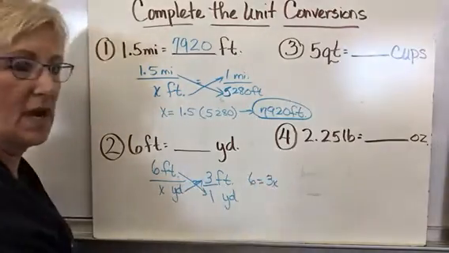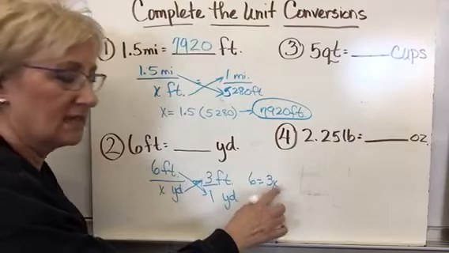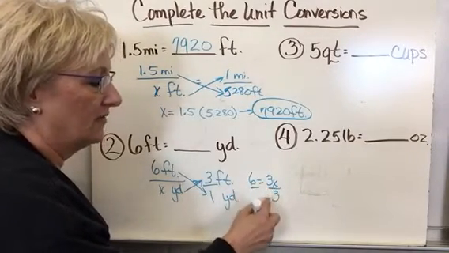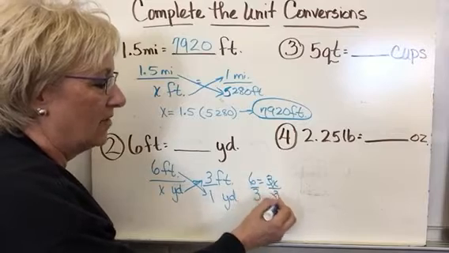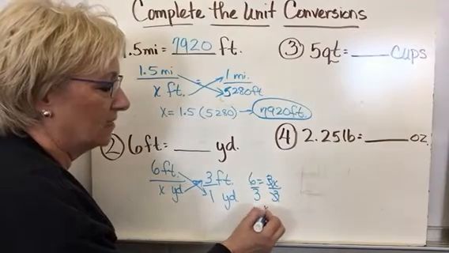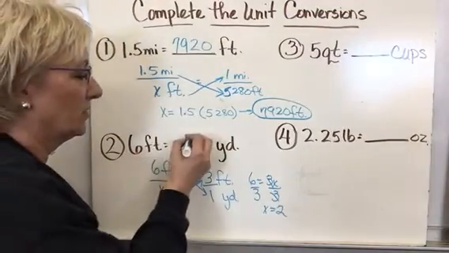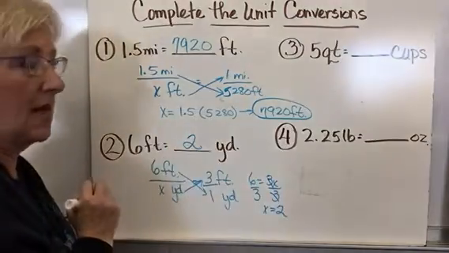Well, what do we know? We know that we are multiplying 3 to the x, so in order to get rid of it, I need to do its inverse operation of division by 3, and I know that when I divide 6 by 3, x will equal 2. So I know that 6 feet will equal 2 yards, okay?